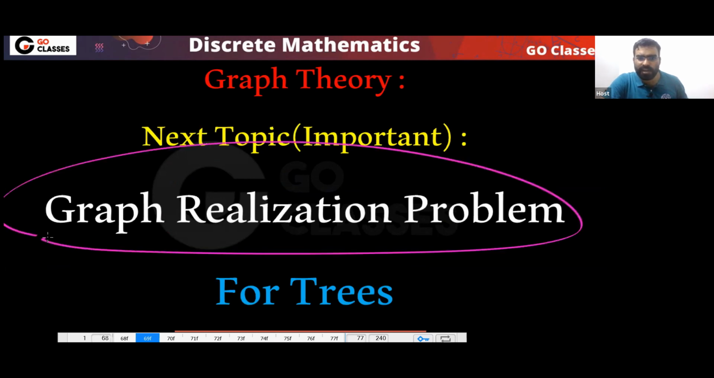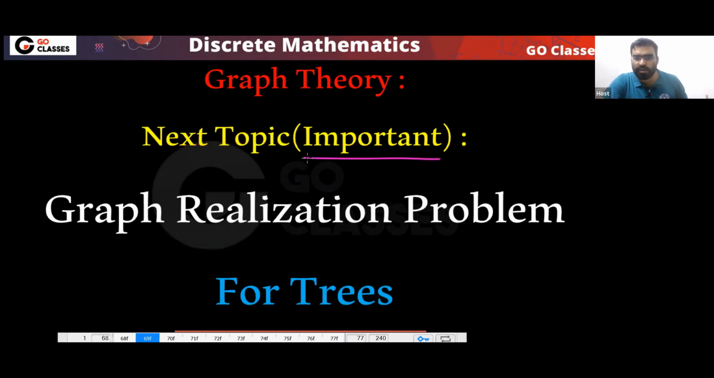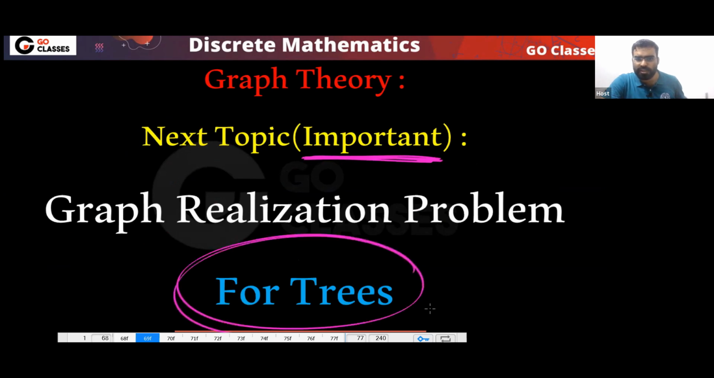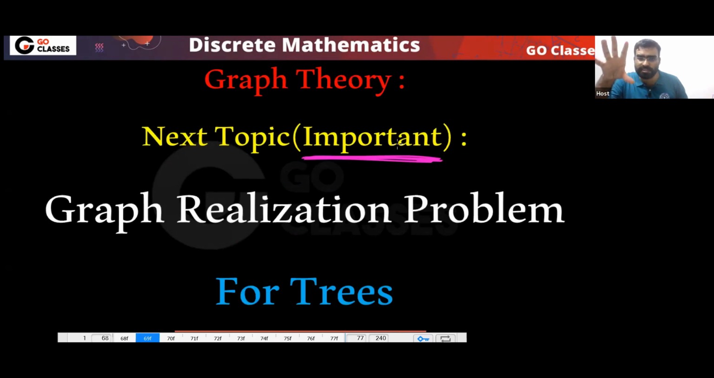Let's see this one. This is the graph realization problem for trees. This is also important. It means: can you create a tree or not? The condition is very simple, and this is important because in standard universities you will find many questions of this type. I have seen that almost every standard university has one question on trees.